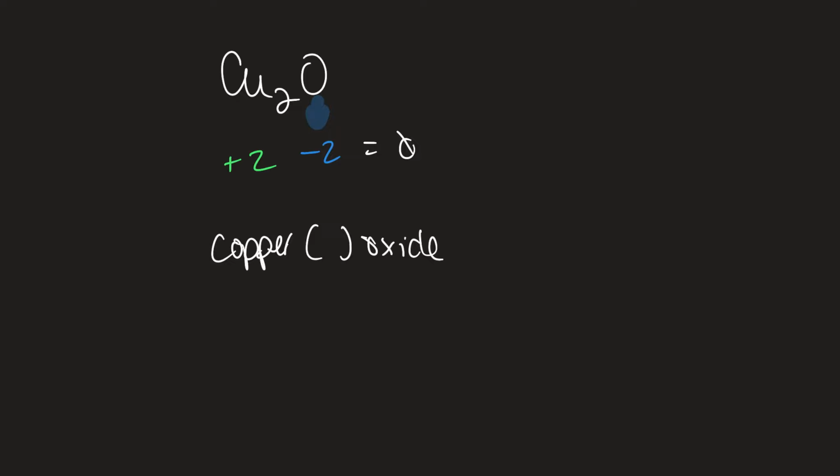Now, when you look at this, there are 2 coppers. And so altogether, the charge of these 2 coppers together is an overall positive charge of plus 2. So what's the charge of each copper? Well, each copper must have a charge of plus 1. And so that will be the Roman numeral. In this case, it'll be copper 1 oxide.